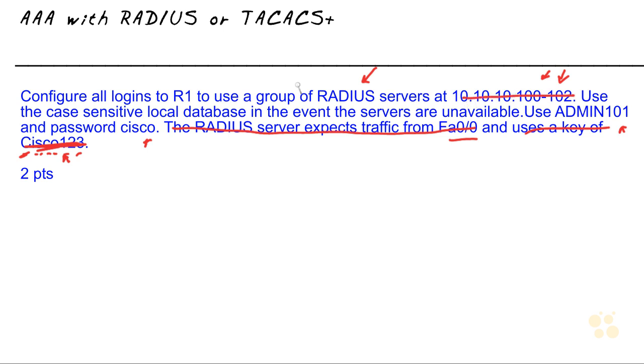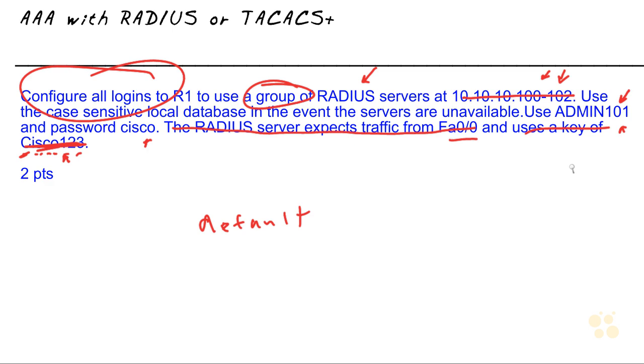We put them into a group. There was no specific name we had to give that group. We configured fallback of admin101 password Cisco, and that jogs my memory on the final thing we need to do, and that is specify for all logins that nice default methodology that we are going to use. And obviously, we're going to fall back to the case-sensitive local database.